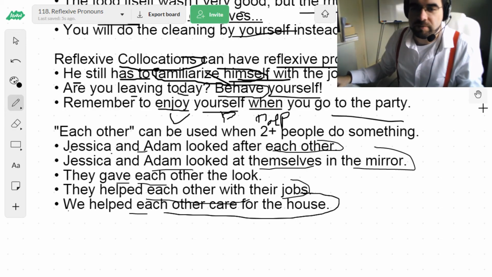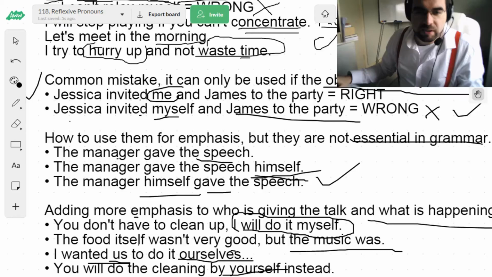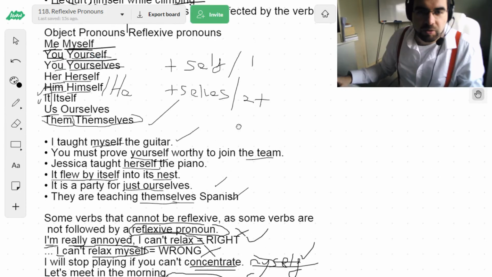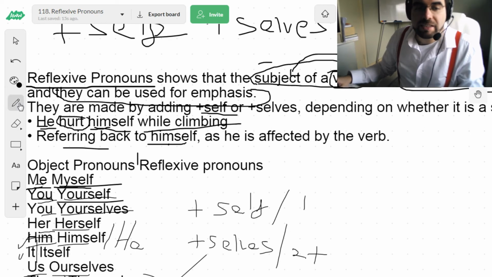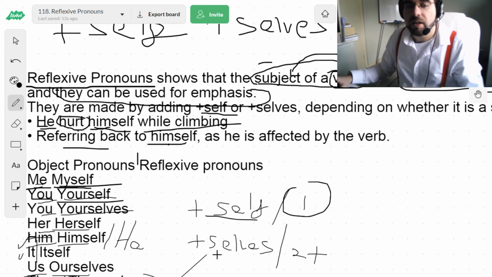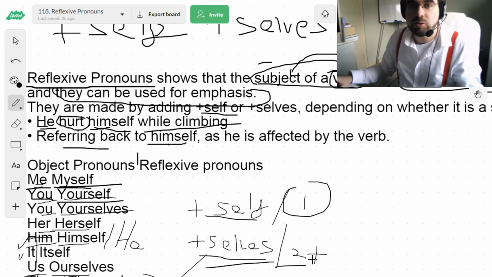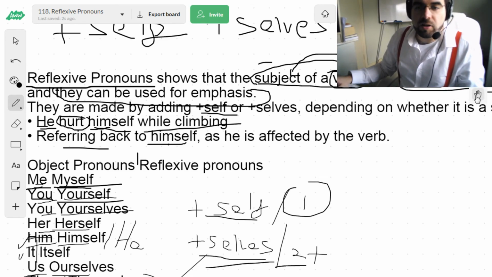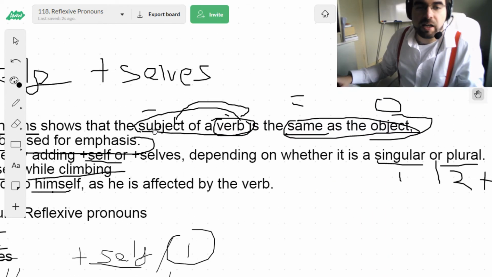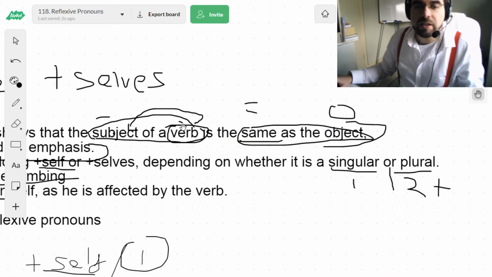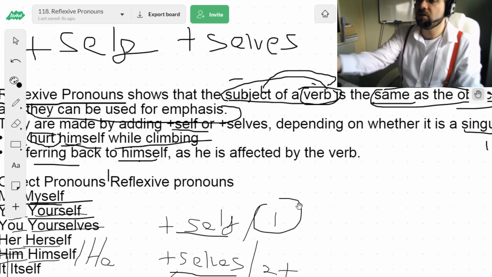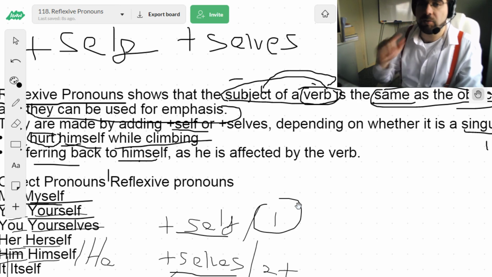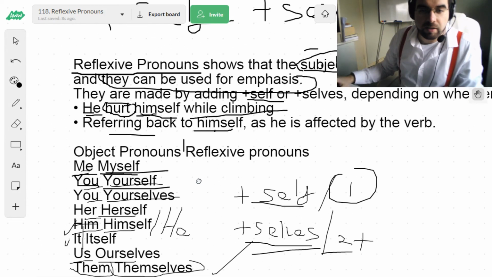It's quite important. Yes. So interesting stuff, these reflexive pronouns. But remember, we use them with self and selves. Self for one, singular, and plural, selves, two plus. So we can use them to emphasize that the subject of the verb is the same as the object, referring back to ourselves. I'm going to teach myself Spanish. Yes, I will.